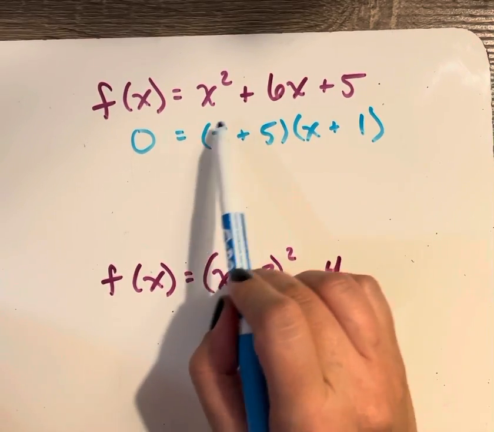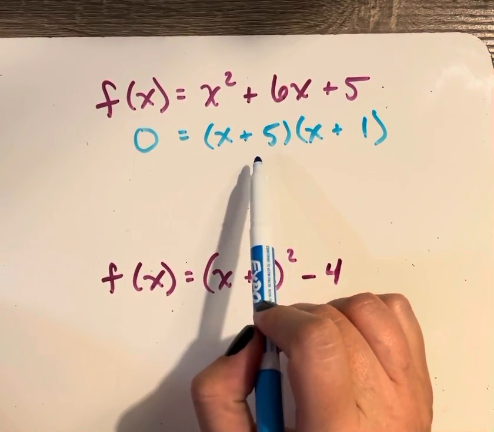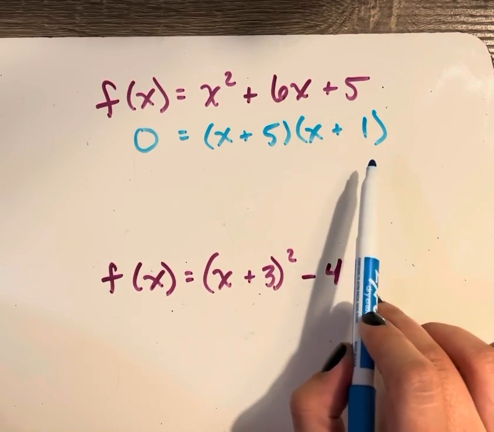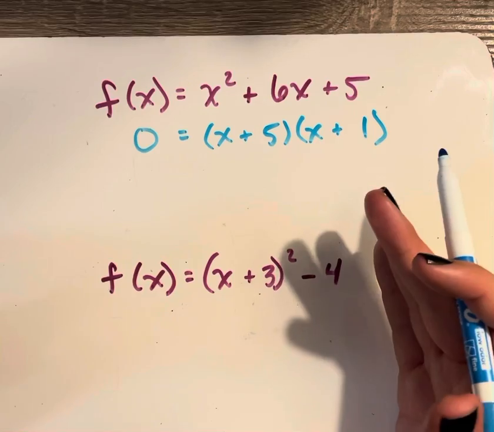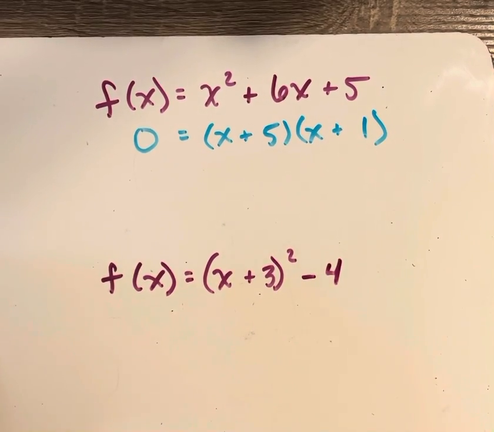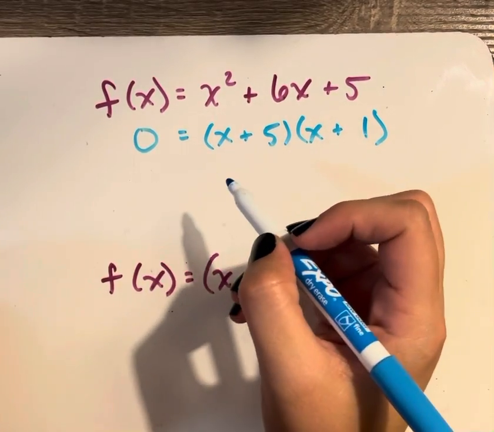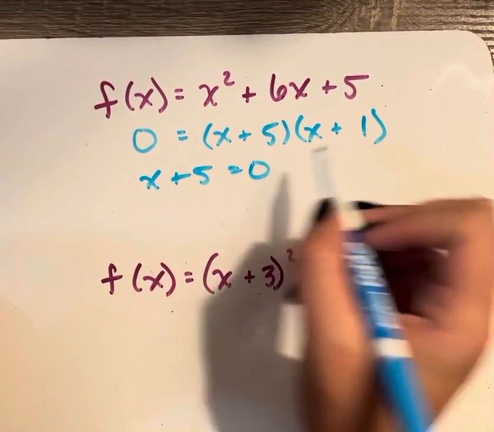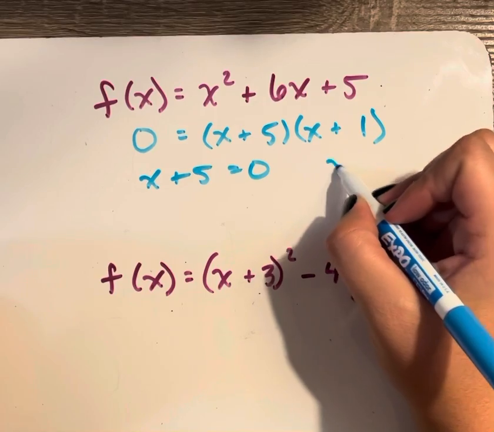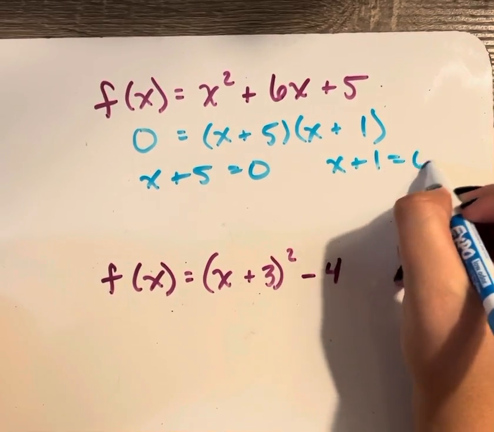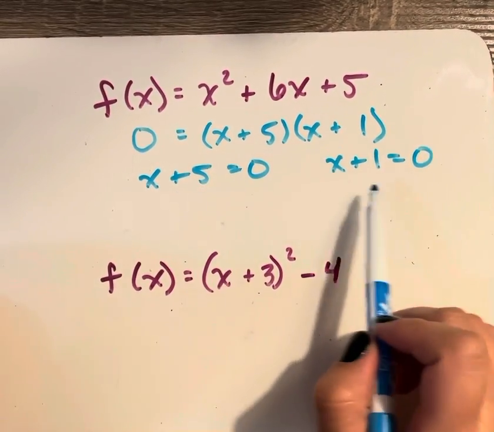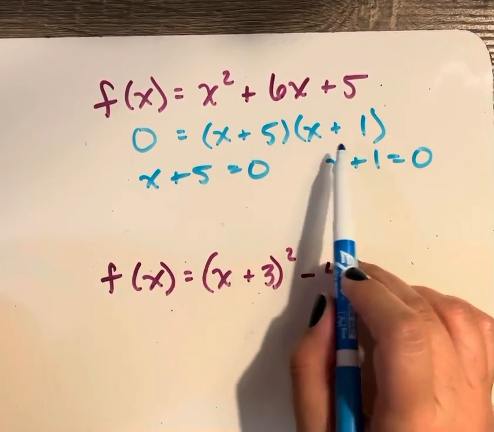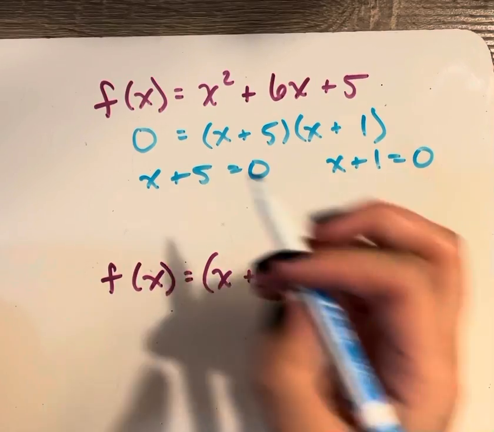So if one of these binomials was equal to 0, that would mean I was multiplying 0 times whatever this second factor is. And 0 times anything is 0 because of the zero product rule. So that means if one of these factors is equal to 0, it would make the entire function equal to 0. So I'm going to create two separate equations now. One where x plus 5 is equal to 0, one where x plus 1 is equal to 0.